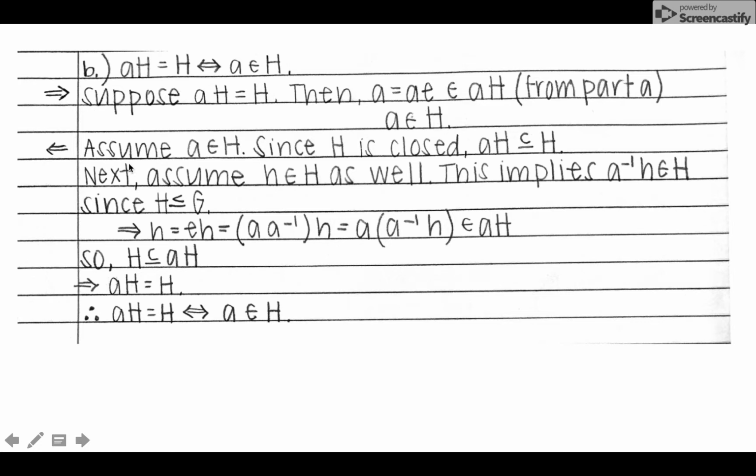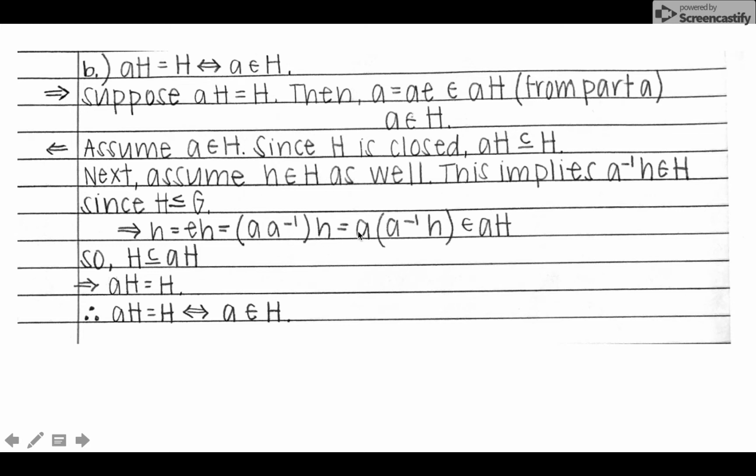We have to prove the other way now, so we assume that A is in H. Since H is closed, AH is a subset of H. Next, we want to assume that H is in H as well. This implies that A inverse H is in H, since H is a subgroup of G. Therefore, H is equal to EH, and we can just replace the identity with A inverse H.